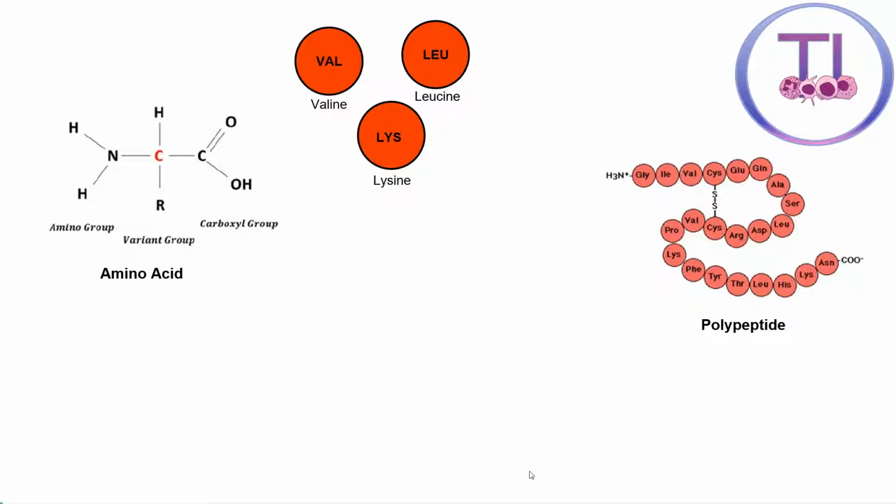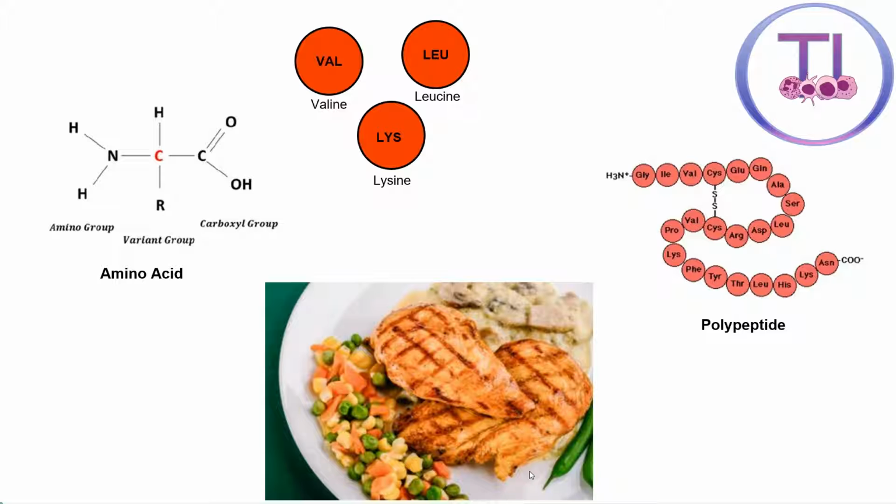So where do we tend to see protein? We can see it in two different forms. You can see two different forms on that plate. You can see a piece of chicken there that's been cooked up.